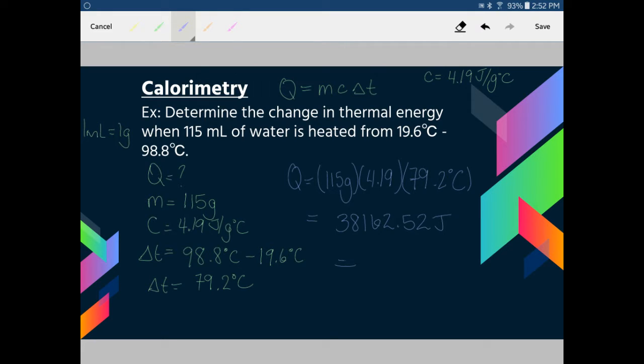Now again, generally when we take a look at these systems, we're dealing with kilojoules. So we would actually record this value in kilojoules, which would be approximately 38.2 kilojoules. If you were going to move this decimal over, we have to move it 3 places to the left. So we'd go 1, 2, 3. Then we'd round this to 38.2 kilojoules.